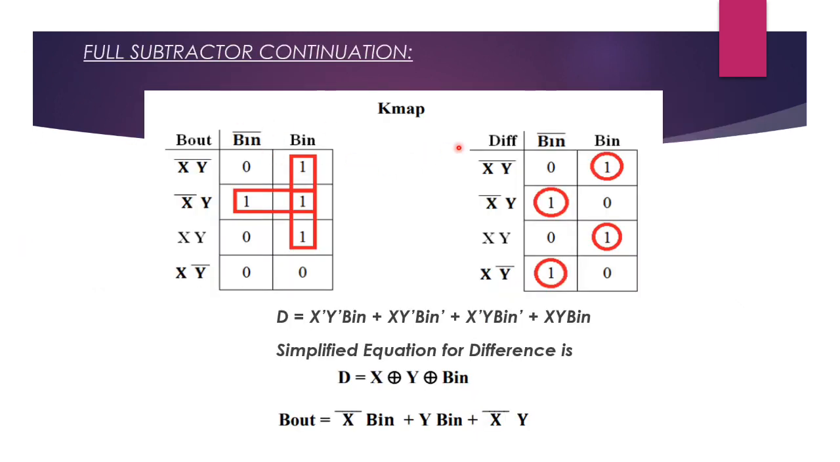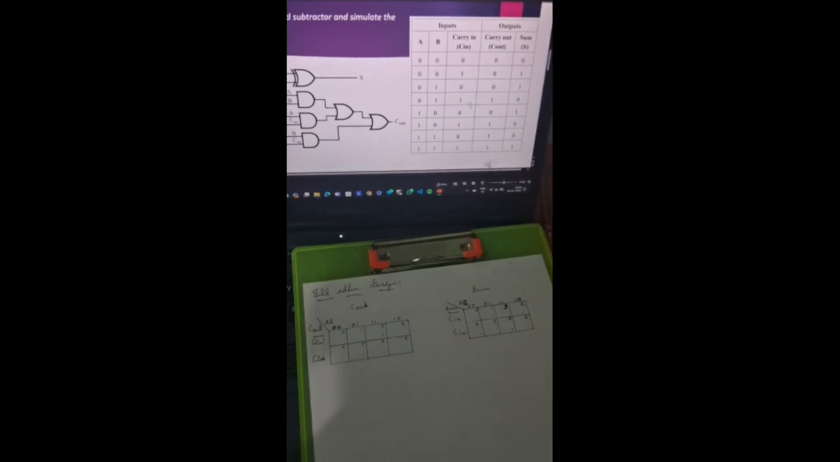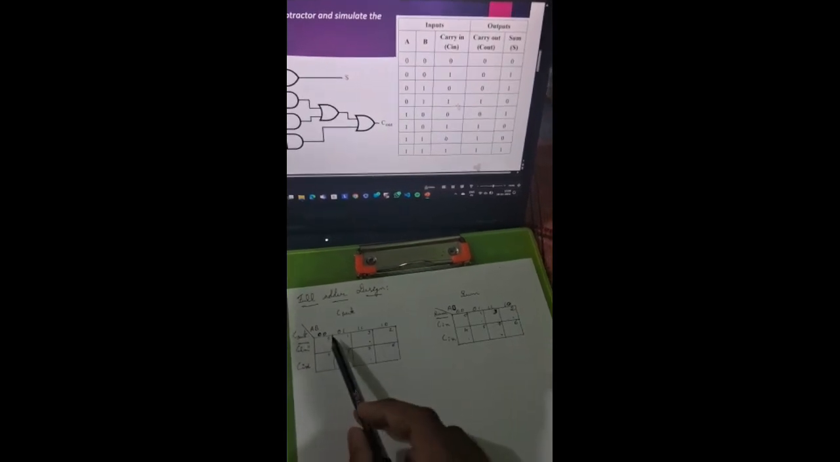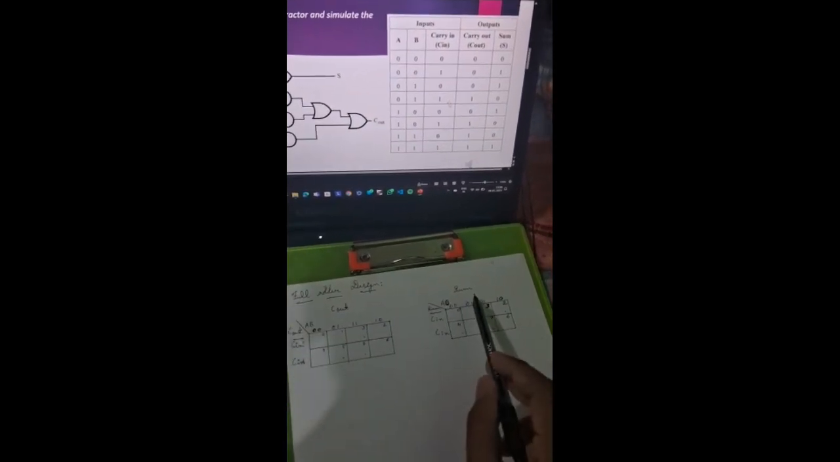These two are the three variable K-maps for the borrow out and difference of the full subtractor design. This is the difference of the full subtractor, and this is the simplified equation of the difference output. This is the borrow out output. Now we shall discuss the K-map briefly in the video. Let me explain the K-map for the full adder. Now I have drawn the three variable K-map for the carry out and sum.